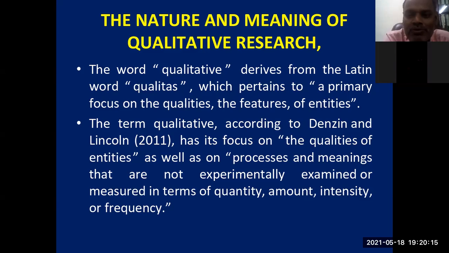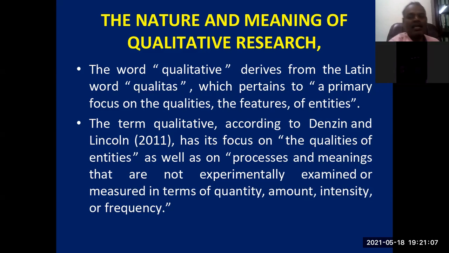The word qualitative basically derives from the Latin word qualitas. So this qualitas means quality, or the feature or entity. In simple terms, quality. It shows that there are so many things, but only a few things are quality oriented, or you can say few things are fine, or certain things are only in acceptable form. So many materials are there, but only certain things are quality oriented. That is called quality. So the primary focus of qualitas is on the qualities, features and entities.